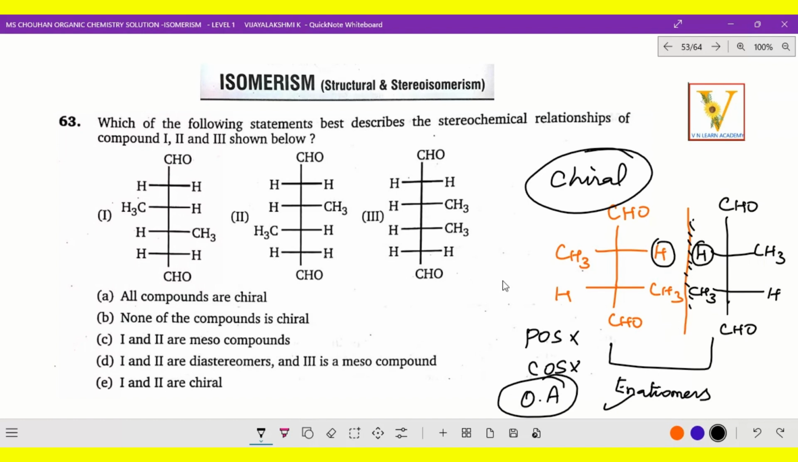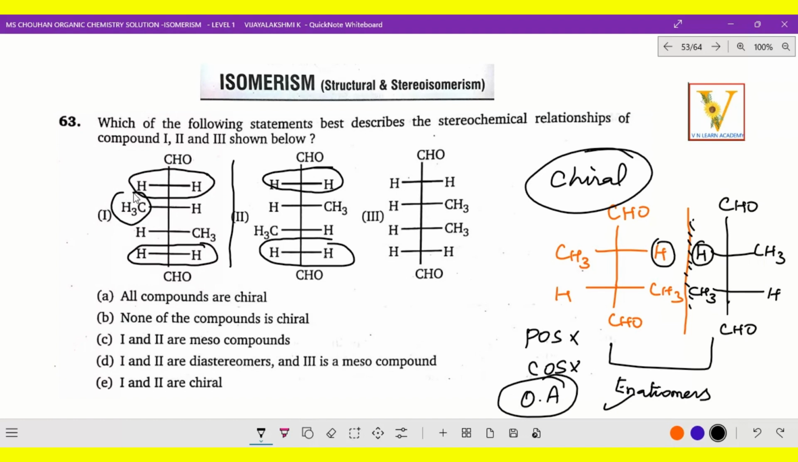Now the same idea, you just bring it over here. These two are the same, right? And the same way, this also is the same, right? Only thing, these two are mirror images. CH3 is here and then CH3 is on this side. And here you see H and here also H. Here CH3 and here also CH3. It is mirror images of each other.